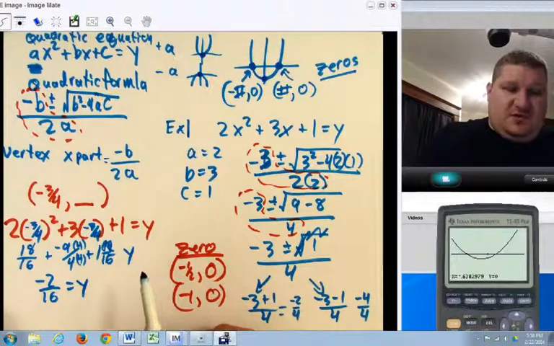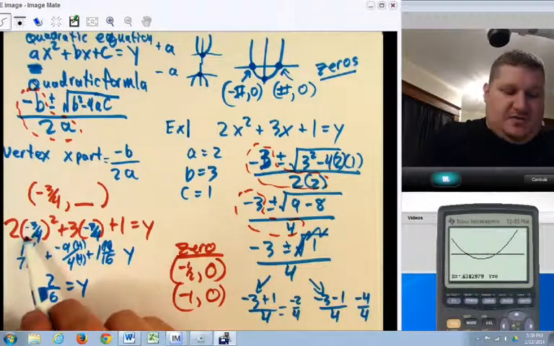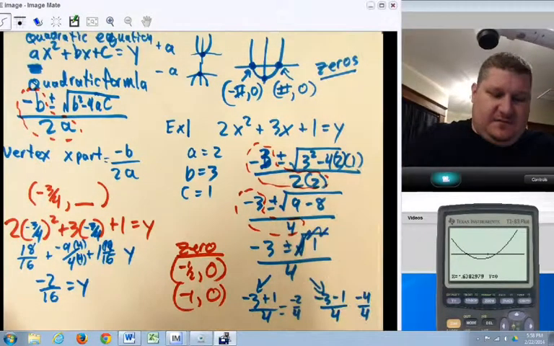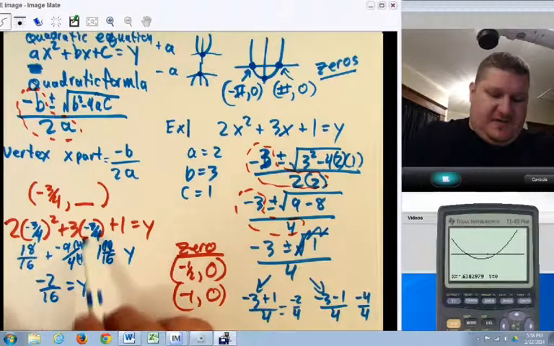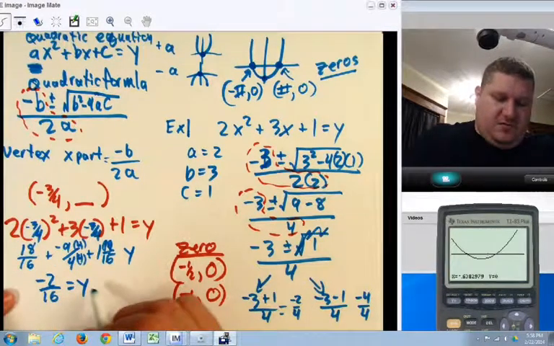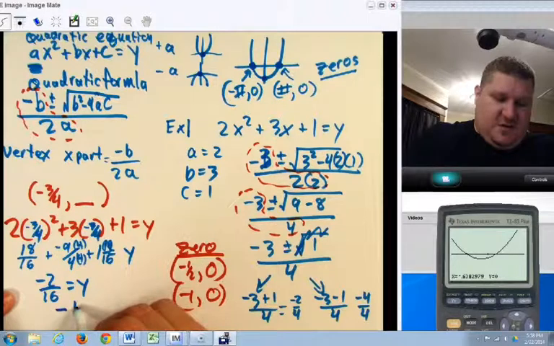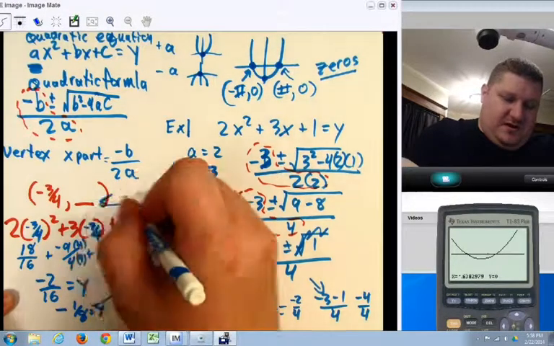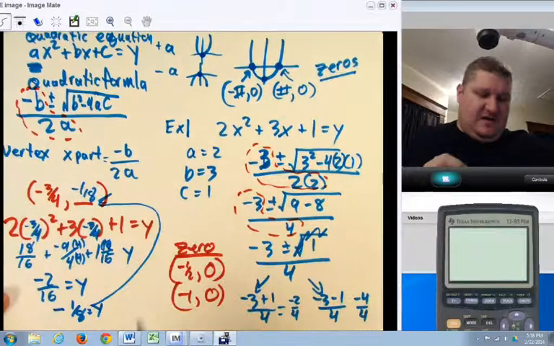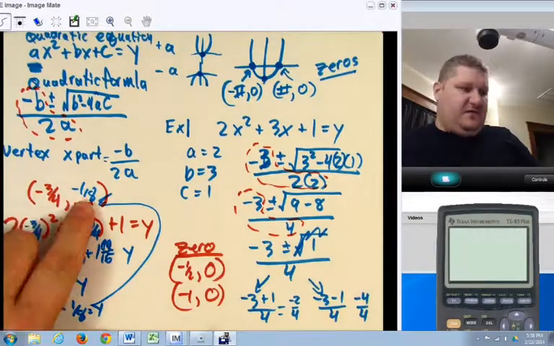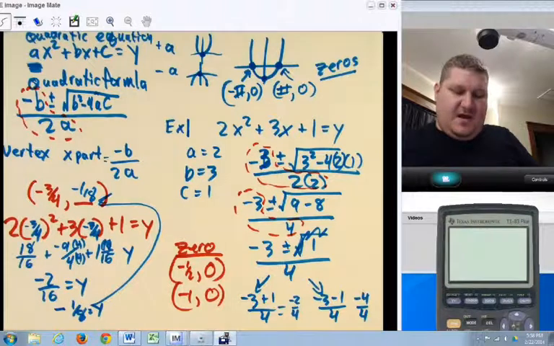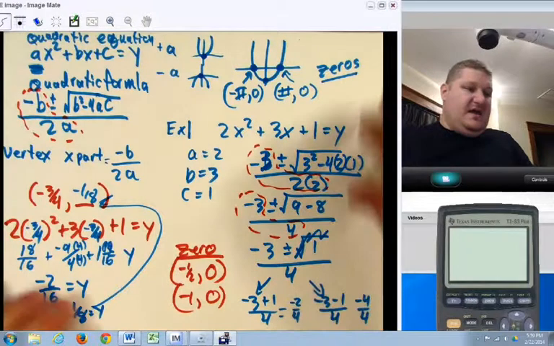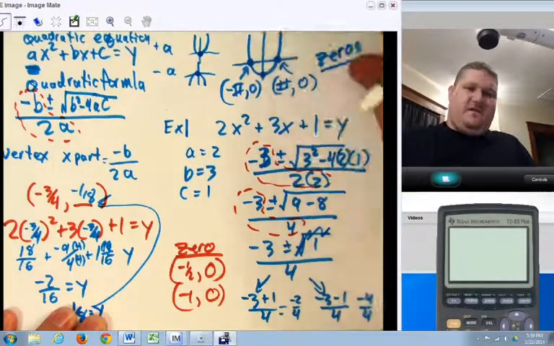Okay, by doing a little arithmetic, I can plug this in for every x, and once I've done that, I can simplify the fractions until I get negative 2 over 16, or negative 1/8 equals y. So I take that, put it right there, and my vertex is now negative 3/4, comma negative 1/8. My zeros are negative 1/2, comma 0, and negative 1, comma 0, and I'm ready to graph.